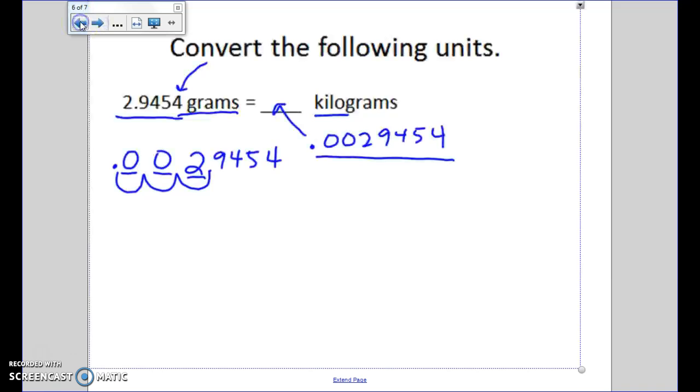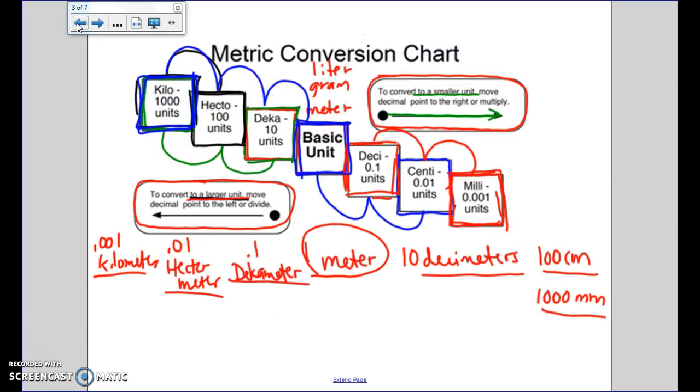So that's it for today. Hopefully you remember how to use this metric chart, or that review was good for you. Basically, whichever direction you're moving on the chart is the direction that you're going to move the decimal place. Just keep in mind that 10 millimeters or milliliters or milligrams or whatever it is we're talking about, 10 of these make one of these. 10 of these centimeters make 1 decimeter. 10 decimeters make 1 meter. And it's all a factor of 10, and that's why we can just move the decimal point. So that's it for today.